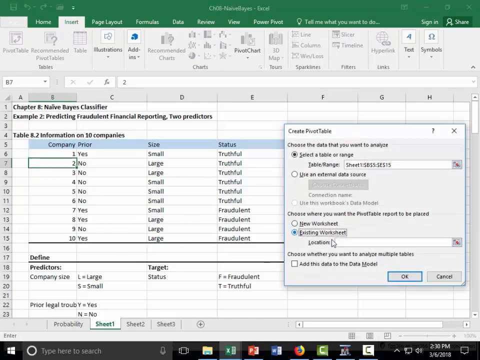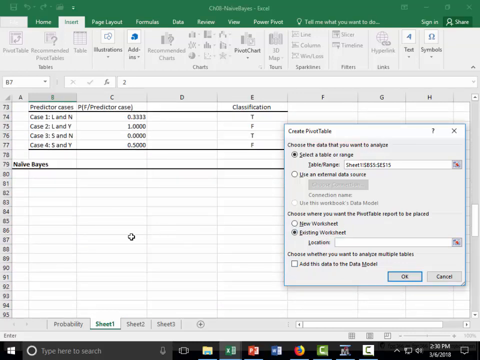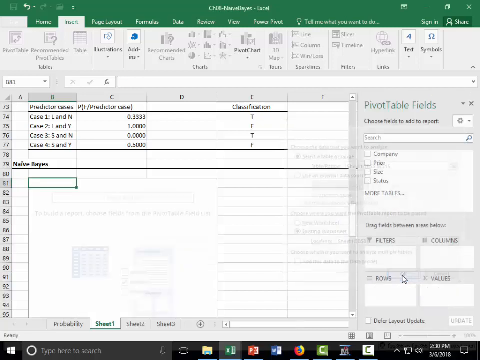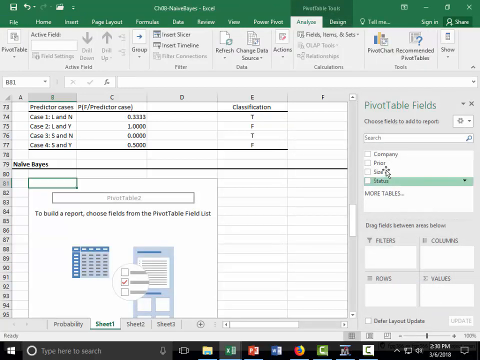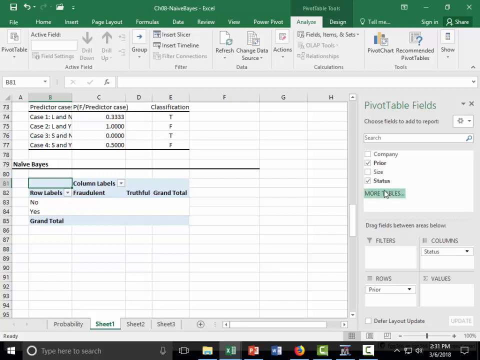So pivot table 1 is here. And we'll do prior legal trouble. Okay, we're not going to do a joint. So earlier we did prior, and within that size, large or small, right? Or first we had large or small, and then whether we had prior or not. So now we're gonna do this.